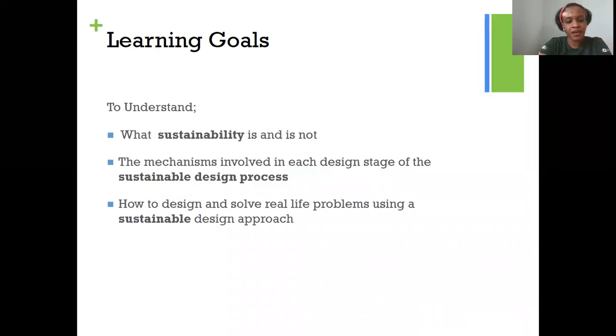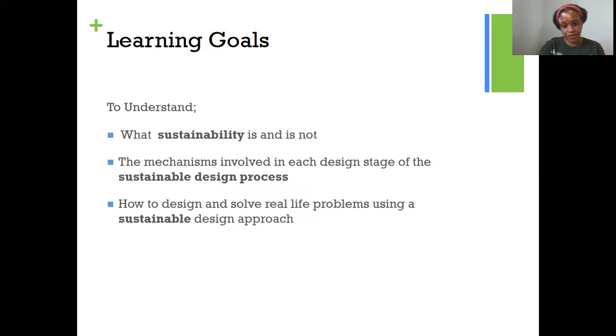So today, learning goals are as follows: that you understand what sustainability is and what sustainability is not. There are quite a few misconceptions regarding what sustainability is and what sustainability is not. So I'm hoping that in this video, we can clarify that. Then the next learning goal for this lecture would be for you to understand the mechanisms involved in each design stage of the sustainable design process.